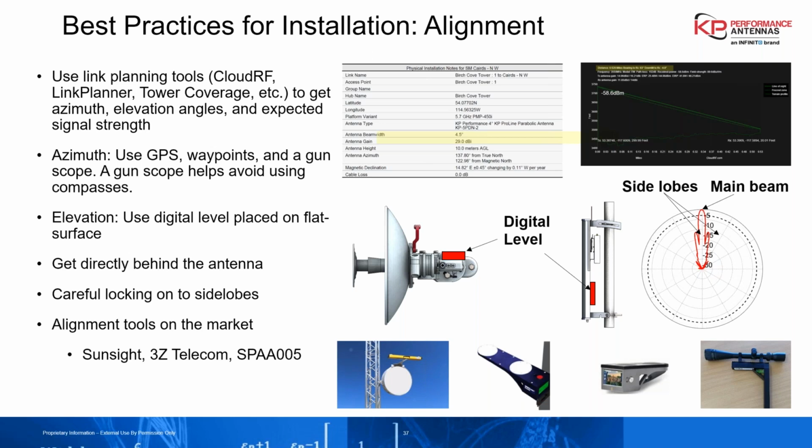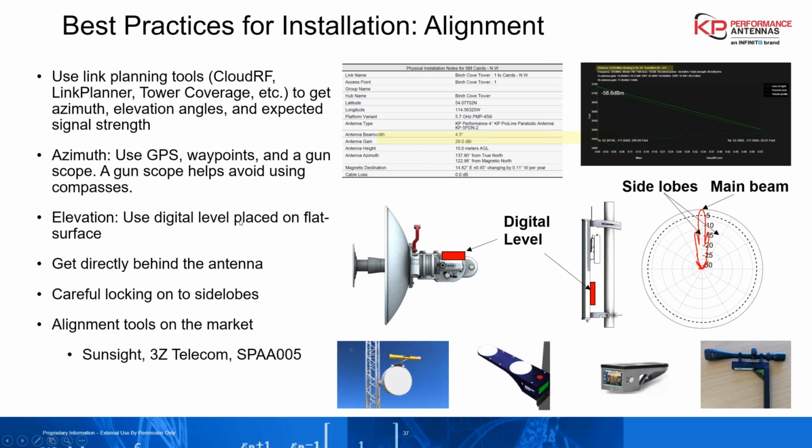Now once you're on the tower, we recommend for your azimuth and pointing it, use GPS as much as you can and waypoints. That means very good landmarks that you could use as reference, and then you can map out what the angles were based off of those waypoints. A lot of people use a gun scope. This is a gun scope here that someone retrofitted onto a bracket, and then they can put this on top of the antenna in order to help them align it a little bit better by eye.